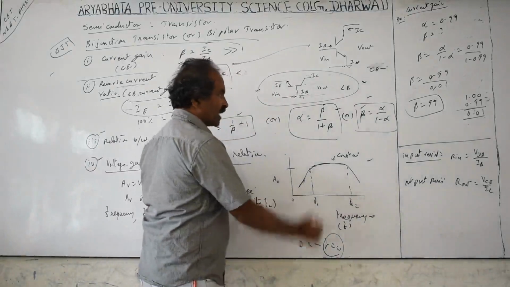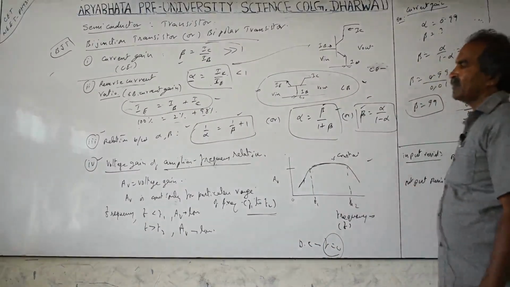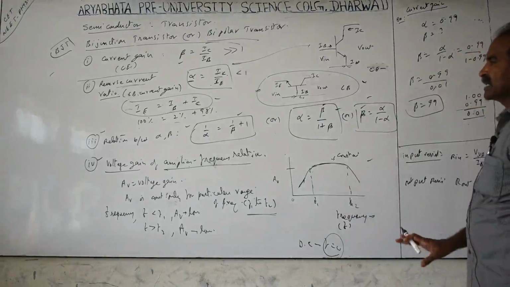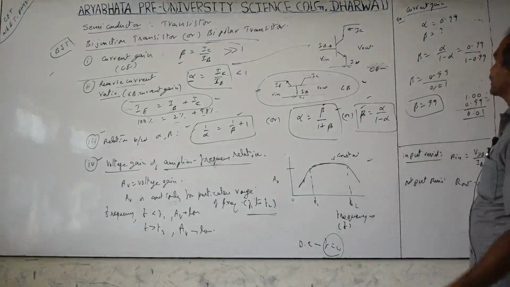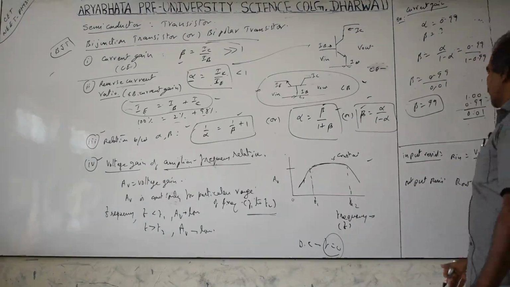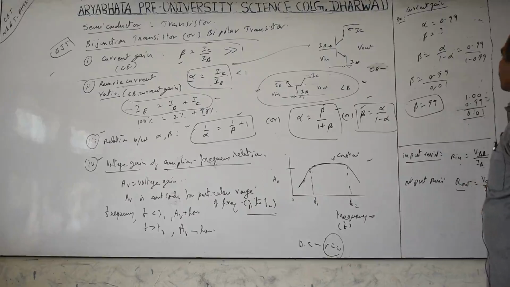Next is the voltage gain of the amplifier with frequency relationship. As the frequency changes, how does the voltage gain change? The voltage gain first increases and then decreases, and remains constant only for a particular frequency range. AV, the voltage amplification or voltage gain, is constant only for a particular range of frequency, in the diagram from F1 to F2. For frequency less than F1, gain is less, and more than F2, gain again decreases. High frequency decreases, low frequency decreases. If you take DC, the frequency is 0, and gain is 0.